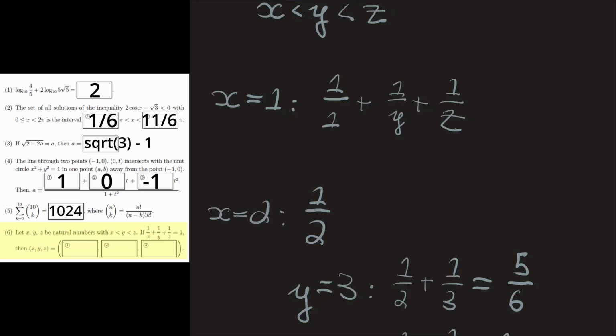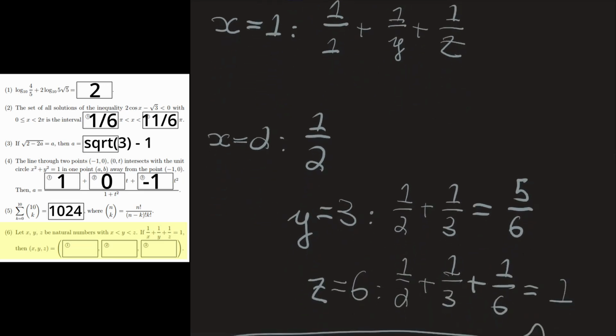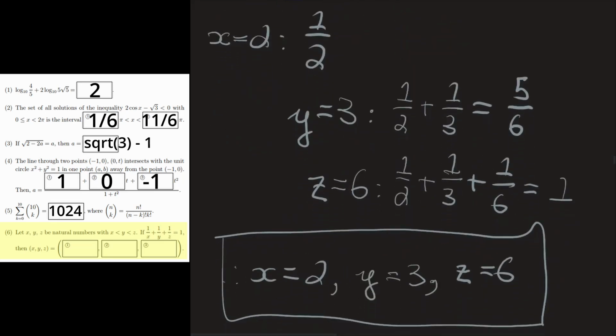And now we just need to choose z so that we sum up to 1. And hopefully you can just see that if you add 1 over 6 to 5 over 6, you get 1. And therefore, z must equal 6. And so this is our final answer. x is equal to 2, y is equal to 3, and z equals 6. So yeah, it's not actually that hard to find the answer.